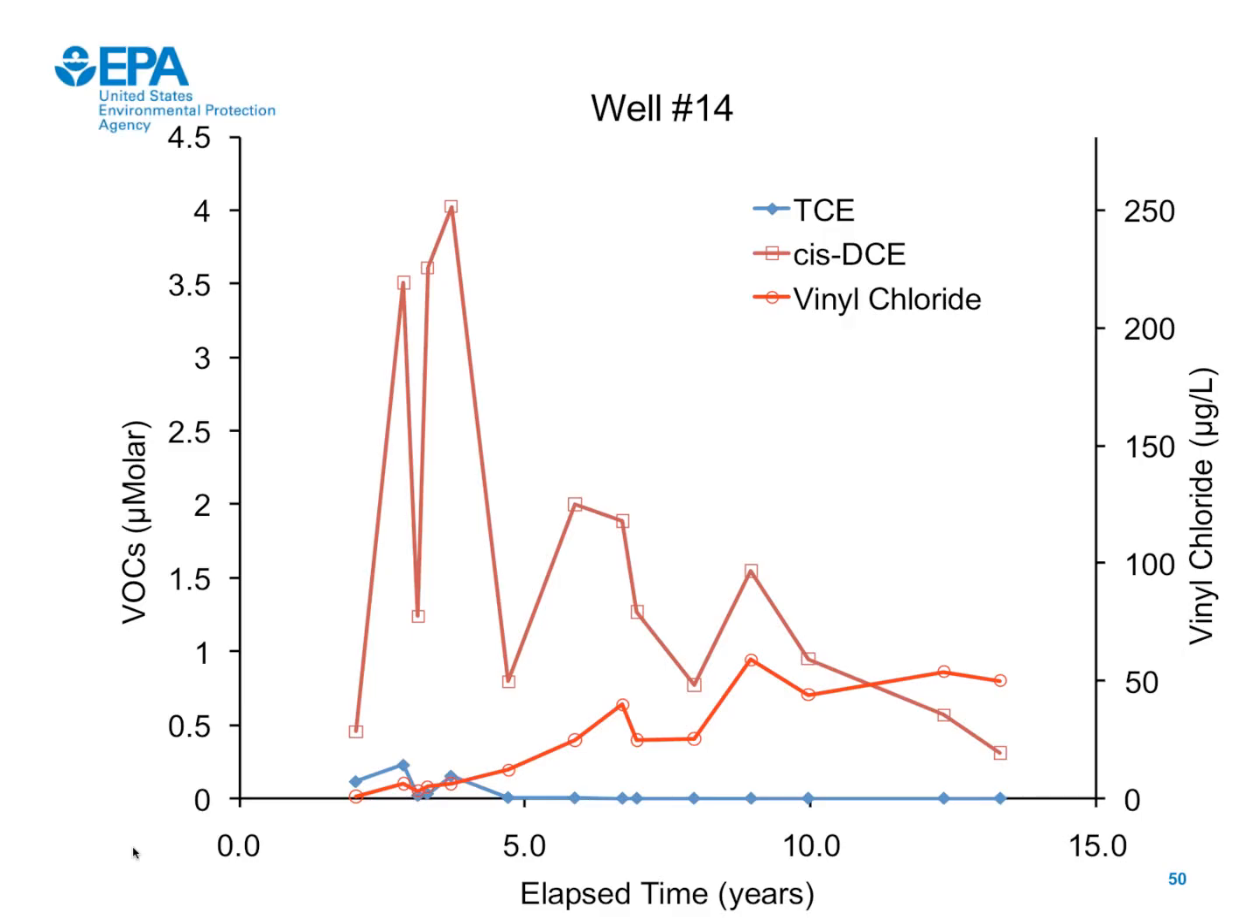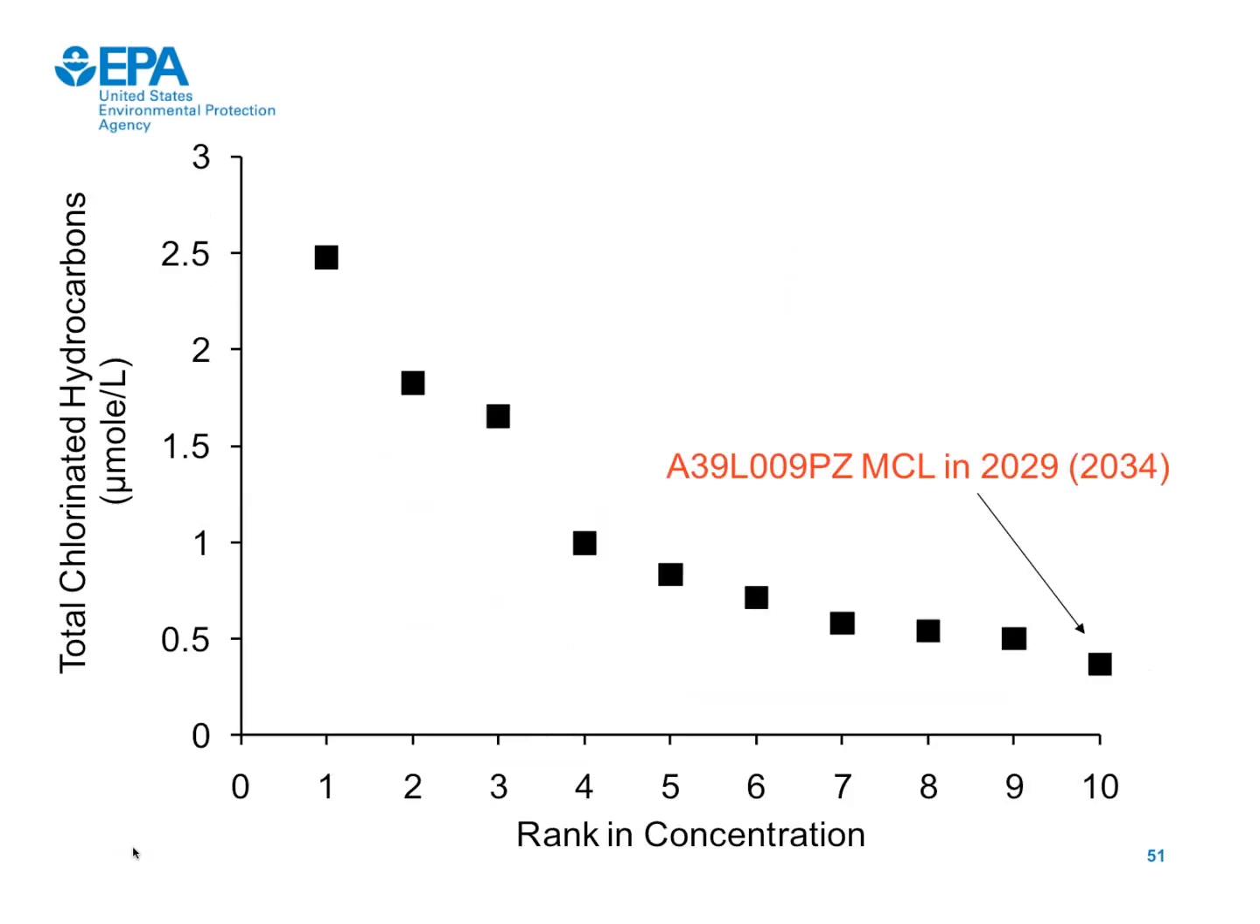So even though the recent trend of cis is down but ragged, we can tell that it is being degraded. And even though the concentrations of vinyl chloride are increasing, we can tell that it's being degraded. And so that's particularly good news for this particular well. It's headed the right direction for us. Next slide.